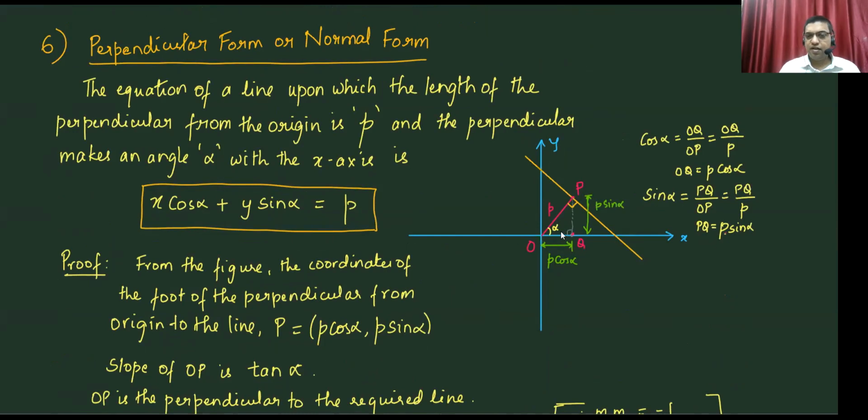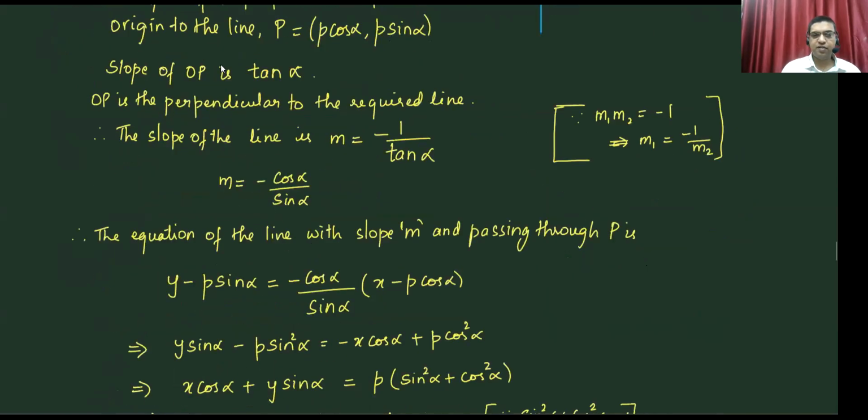All right, and this perpendicular makes an angle alpha. Then the equation of this perpendicular line, the yellow line, is x cos alpha plus y sin alpha equal to p. We went through the proof of this, so we will not go into it again. x cos alpha plus y sin alpha equal to p is called the perpendicular form or normal form of the straight line.